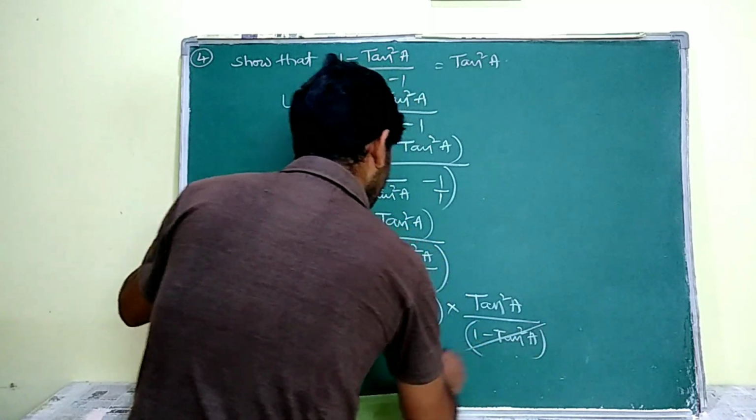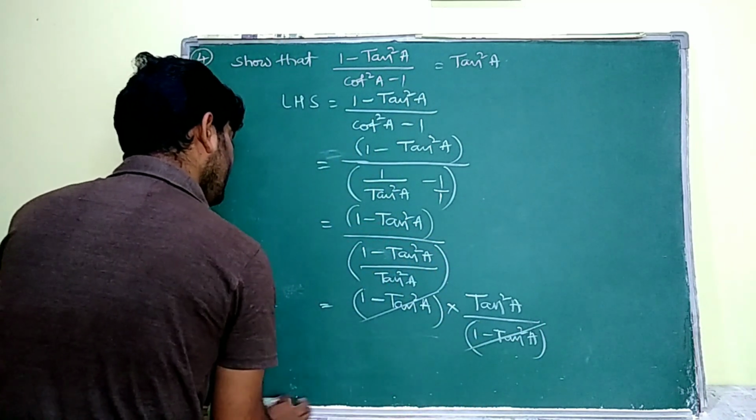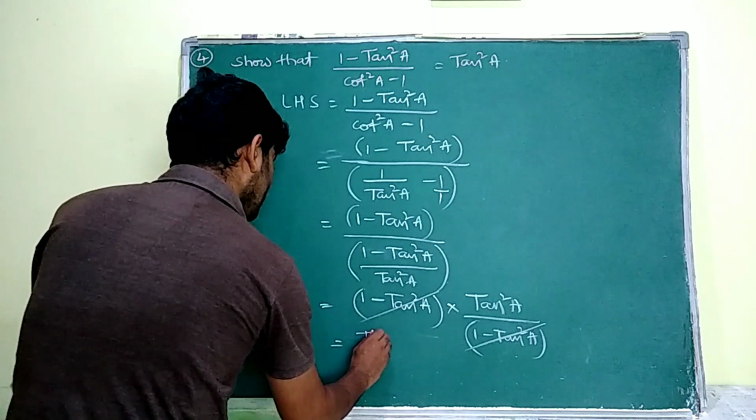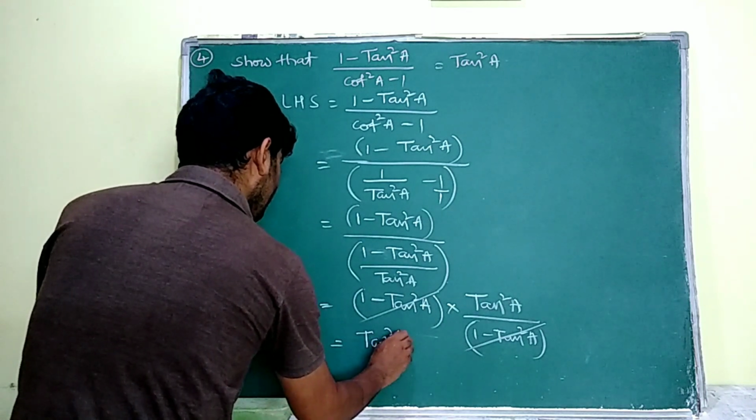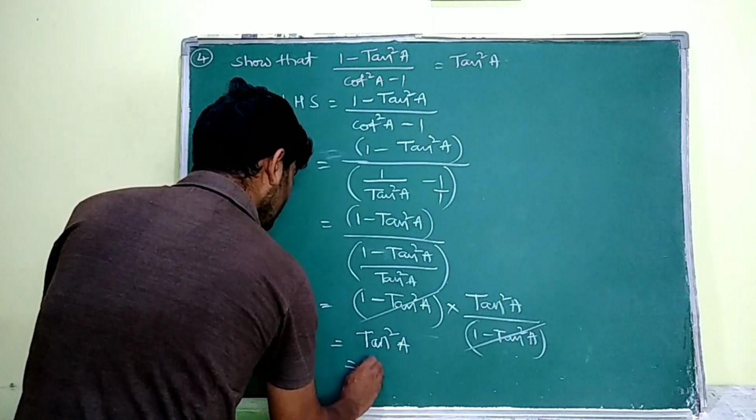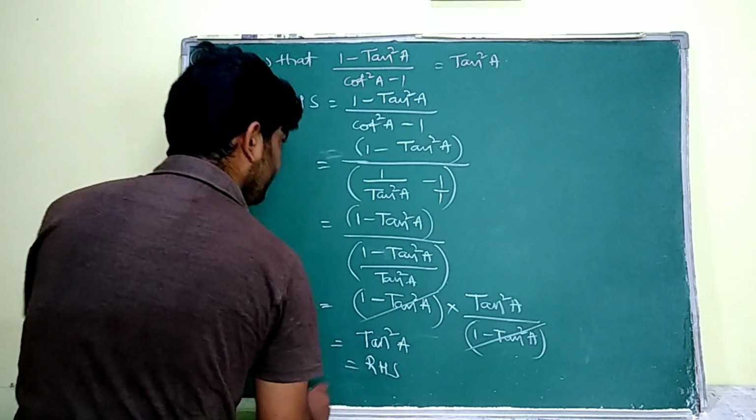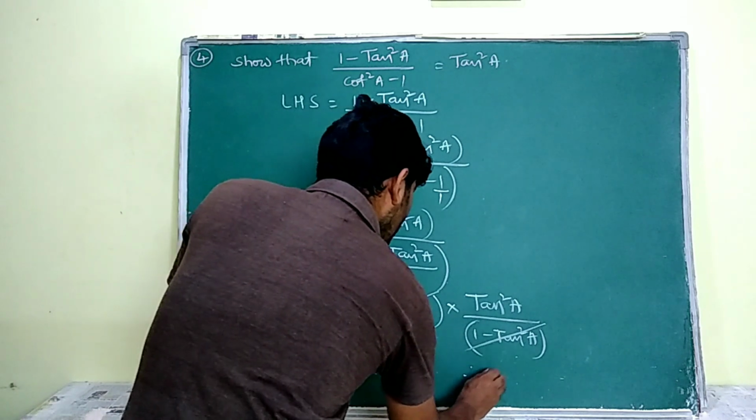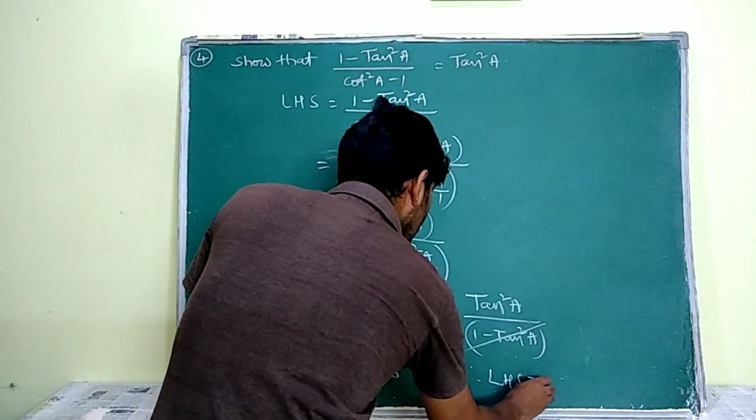See ma, here 1 minus tan square A and 1 minus tan square A are going to be cancelled. Then tan square A is the remaining answer. Okay, that is our required answer also, RHS. Therefore LHS is equal to RHS.